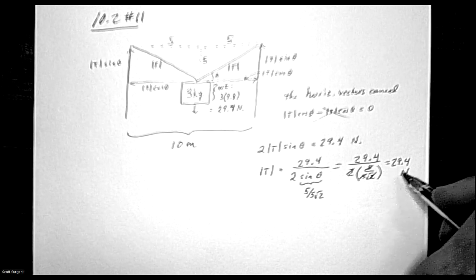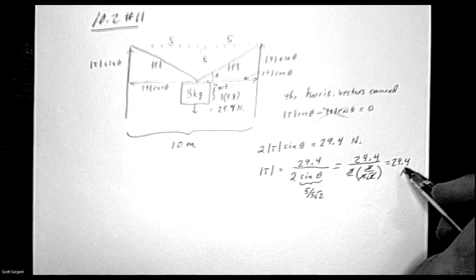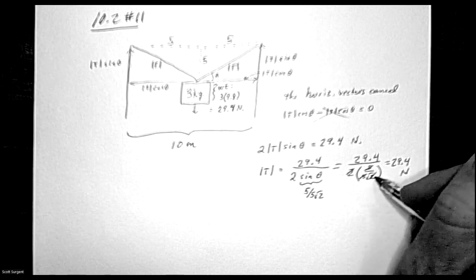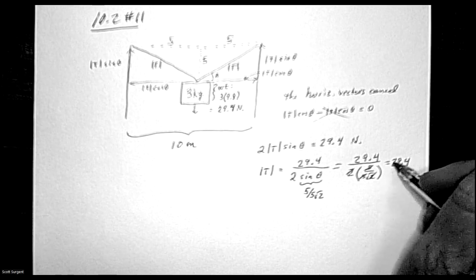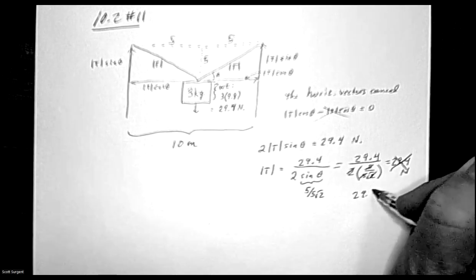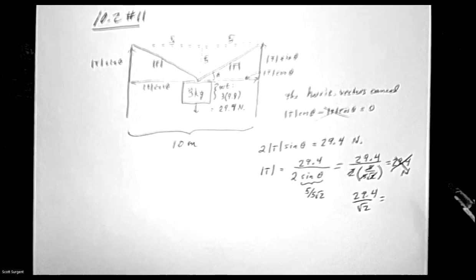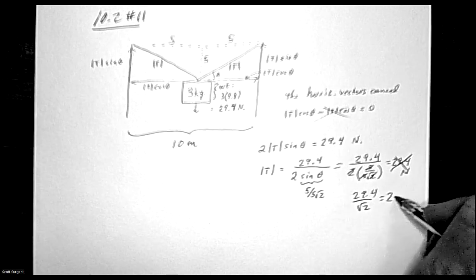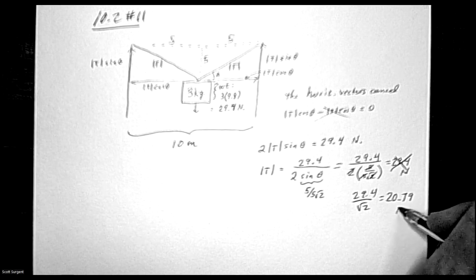You are correct. It did seem too easy, didn't it? So 2 over rad 2 is just rad 2. Let's stretch that out. It was 29.4 over rad 2. And I'll get my calculator off of that. 29.4 divided by rad 2 is 20.79. And that would be newtons.